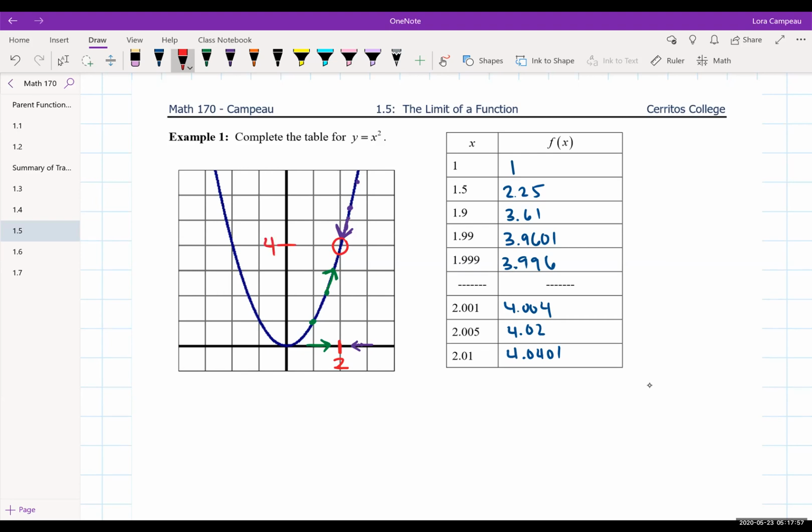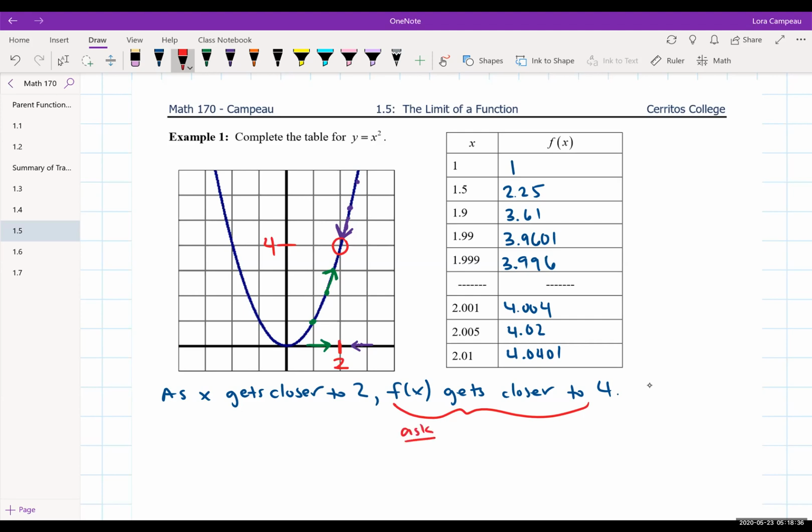So that's kind of going to be the theme of our section. Let me kind of write this down formally. And anytime we're talking about limits, this is what we're going to approach. So as x gets closer to 2, the function gets closer to 4. And anytime we're speaking about limits, this is key. You're always going to ask yourself, what are the y values doing?